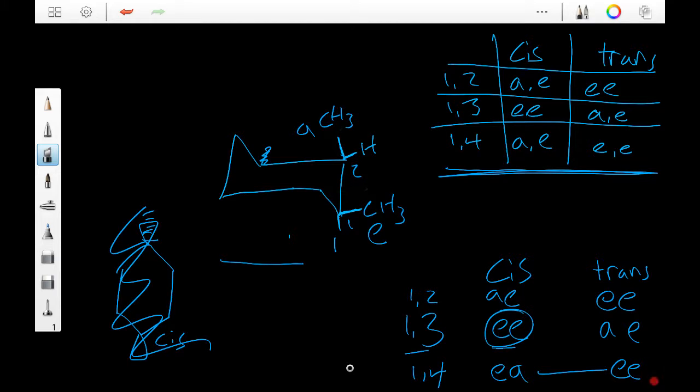So looking at our molecule, we have a 1, 2, AE. We'll go to 1, 2, AE. We would call this a cis cyclohexane, and it could be drawn out like this, where 1, 2, cis.